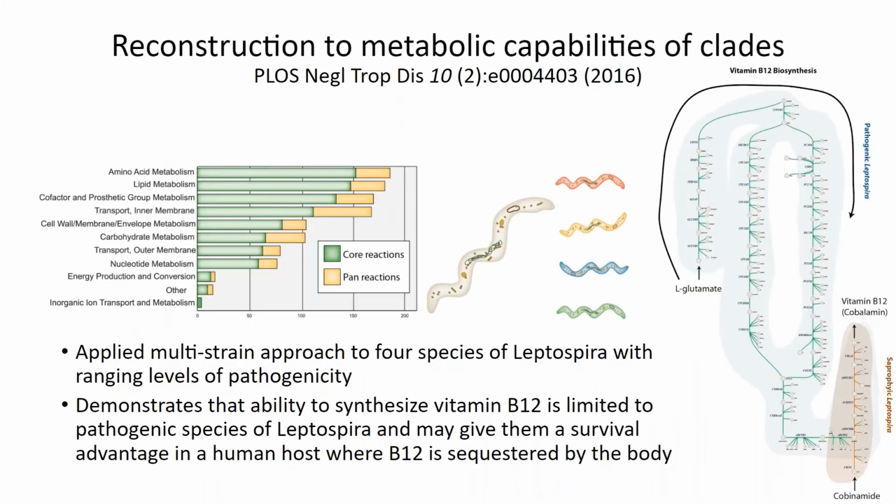So based on that study, we've now applied similar tools to study a range of different organisms. One of the next studies we did was actually studying Leptospira. So we looked at 4 different species of Leptospira, some of which are pathogenic and some of which were saprophytic. And we found, by building these genome scale network reconstructions, that the ability to synthesize vitamin B12 was limited to some of the pathogenic species in Leptospira. And this may have given them a survival advantage in the human host where B12 is sequestered by the body.